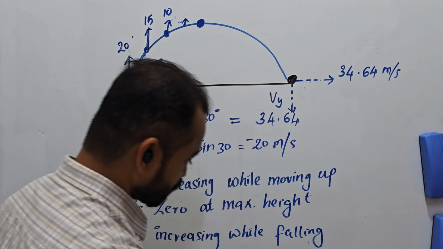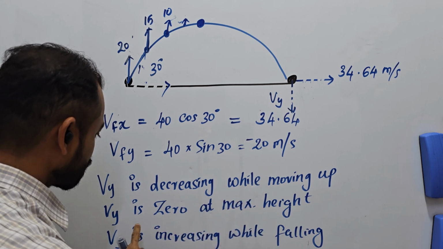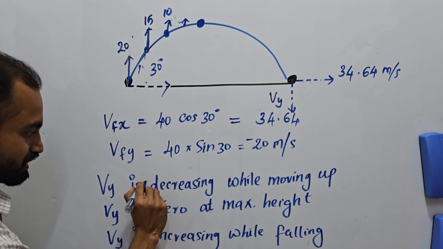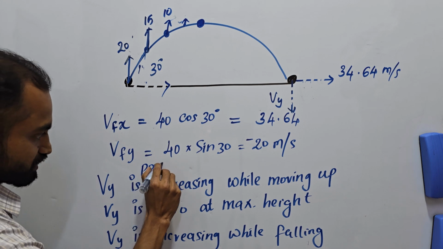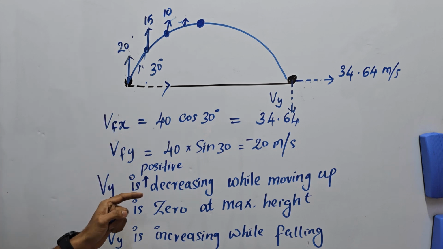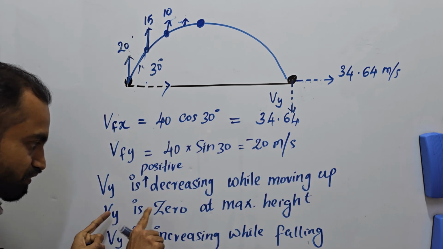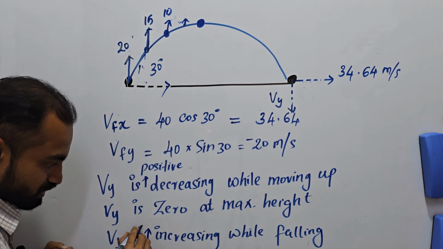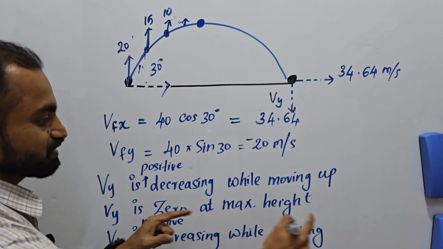Okay, I can add one more thing here. Vy is positive and decreasing while moving up, right? Vy is positive, correct, students? Vy is upward, right? Upward is positive. Vy is positive and decreasing while moving up. Vy is 0 at maximum height. Can you add one more point here? What should I write? Very good. Negative and increasing while falling.